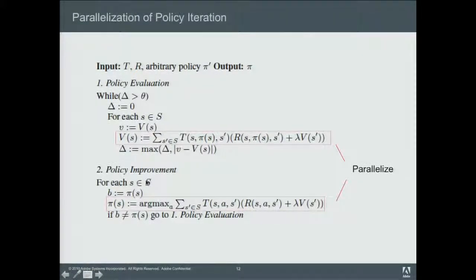The same happens here in policy improvement. Here's the basic idea: we again do basically the same computation, but the goal is to improve the policy that we have by selecting the most promising actions.